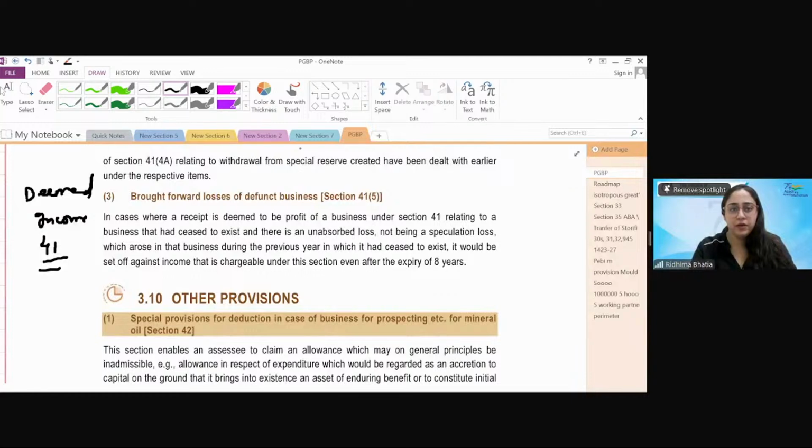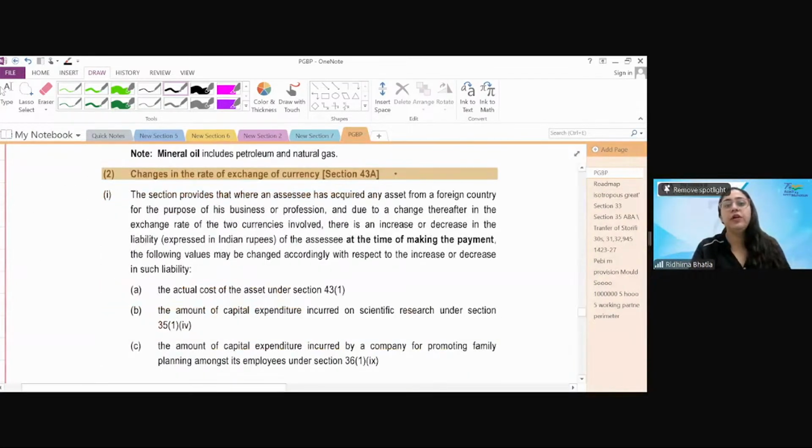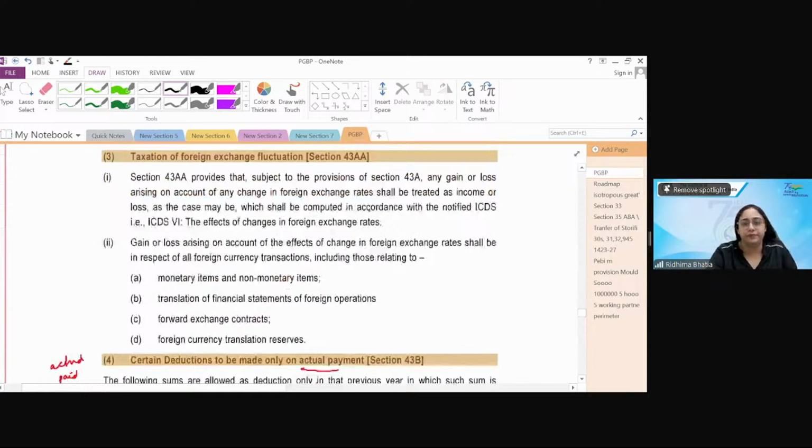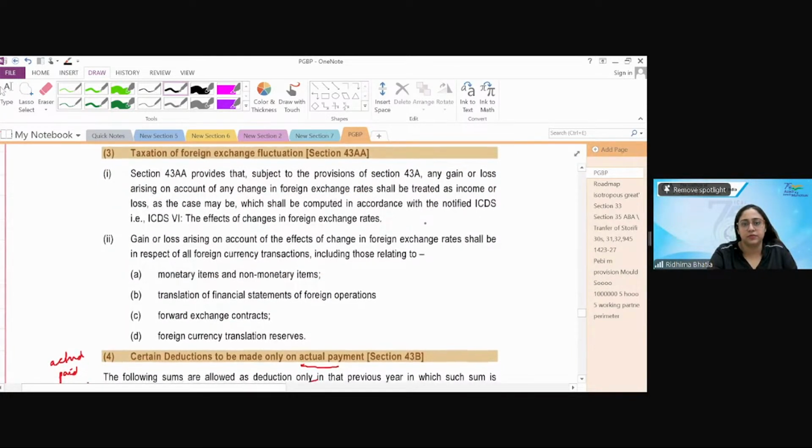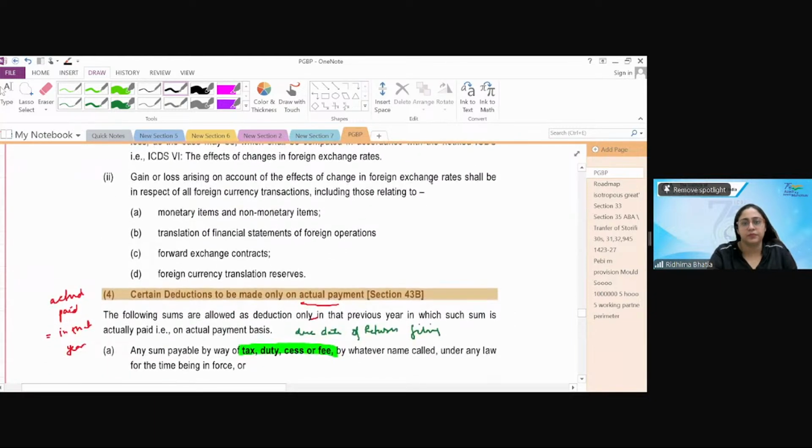So now we move ahead. 42, I'm specifically not picking up. To section 43A. Changes in rate of exchange of currency. There is 43A and there is 43AA. So shall we begin? Okay.